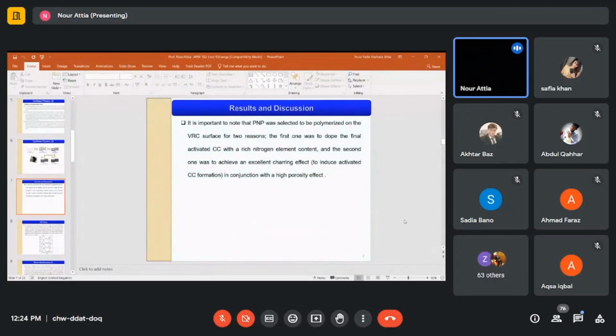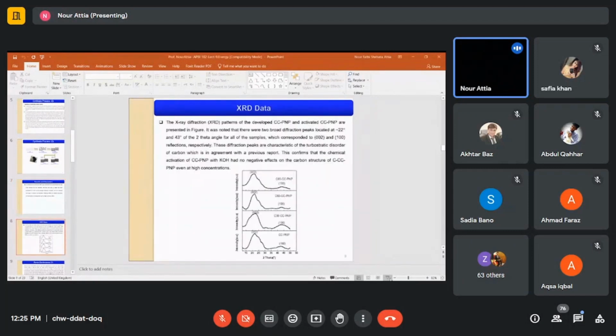We use polypyrrole nanoparticles here for three reasons. The first reason is to enrich the material with a high electron density element, which is nitrogen. Second, to improve the graphitization process, because polypyrrole is a good charring agent, so it will increase the charring of the material. Third, it will enrich the porosity, because polypyrrole is a very interesting material to afford high surface area materials.